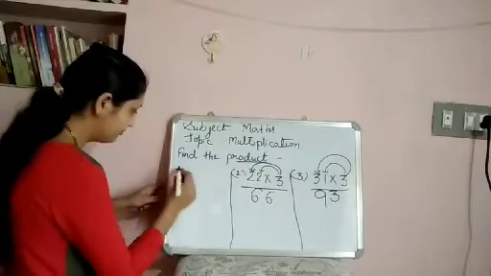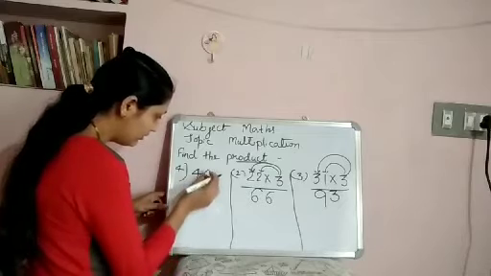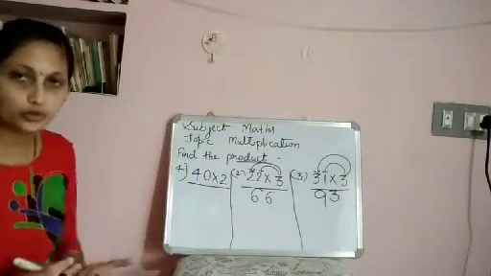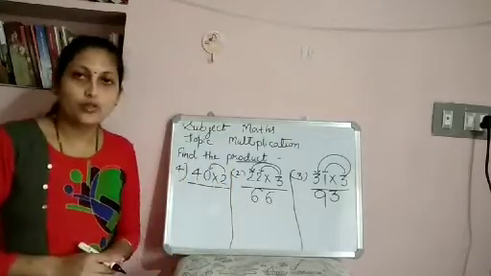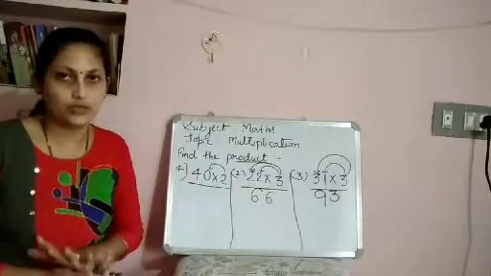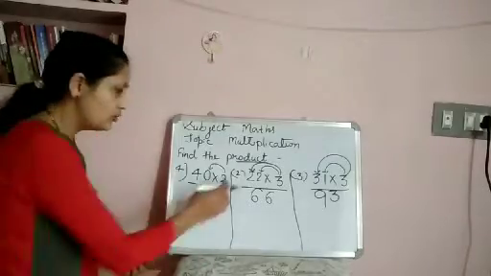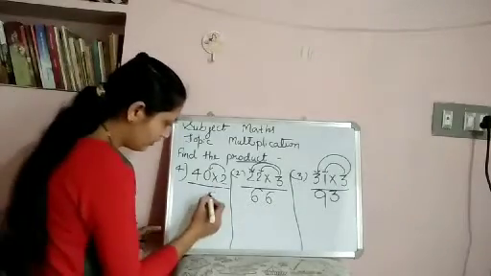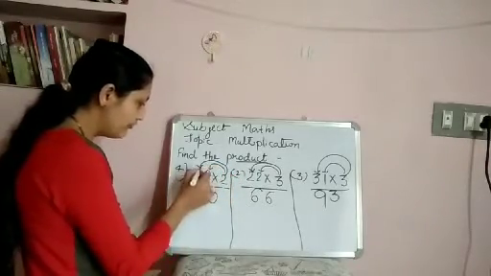Next one. 40 into 2. First 2 into 0. When you multiply any number with 0, what will you get? You will get 0 only. 0 means nothing. So when you multiply 2 with nothing, you get nothing. 2 zeros are 0. Write it here. Next 2 into 4.